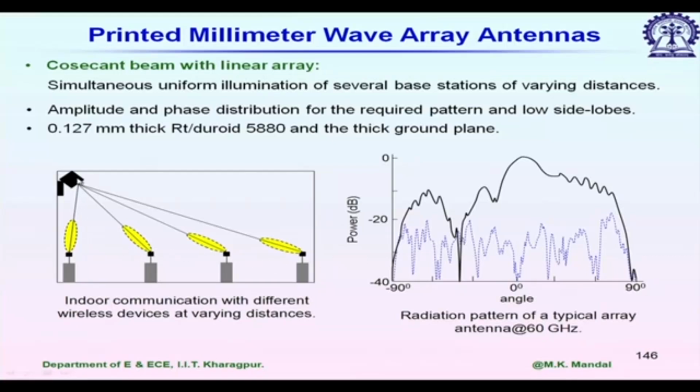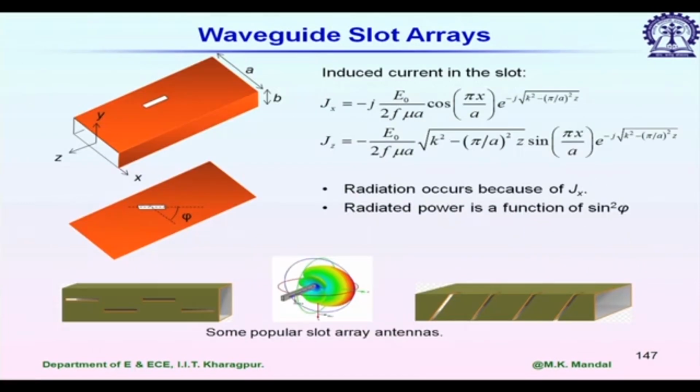You can see a millimeter wave transmitter, it can even be a base station application, which wants to communicate with different devices at varying lengths, varying distances. For this type of application, instead of a very narrow beam width, we want a cosecant beam, and we can tailor this radiation pattern by changing the power level fed to the array antennas. That is a subject of array antennas, and we are not going into that, we are just discussing the challenges we face at millimeter wave frequencies.